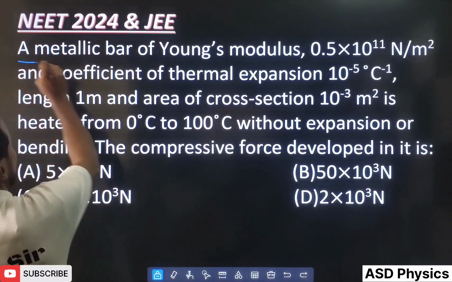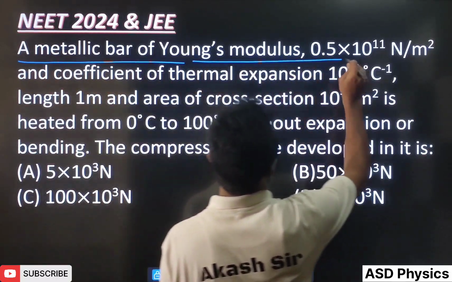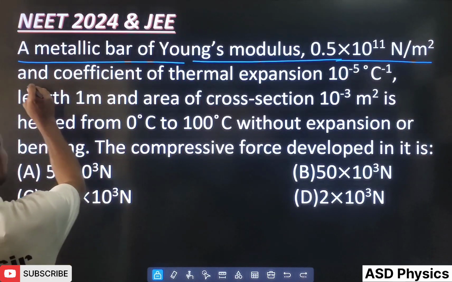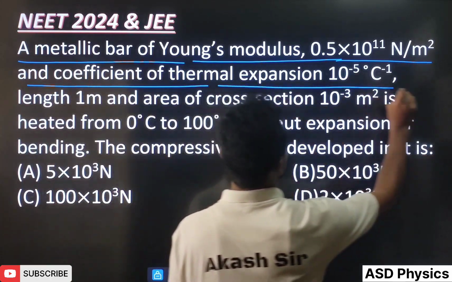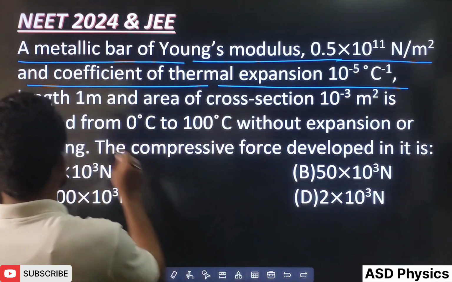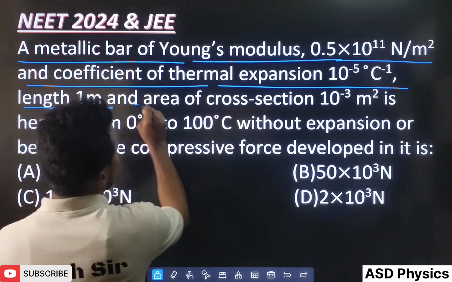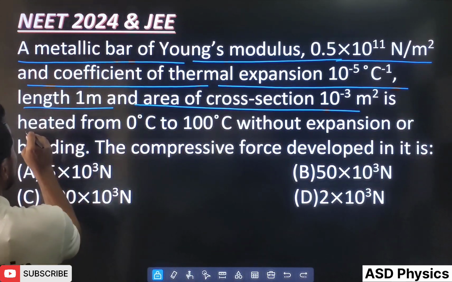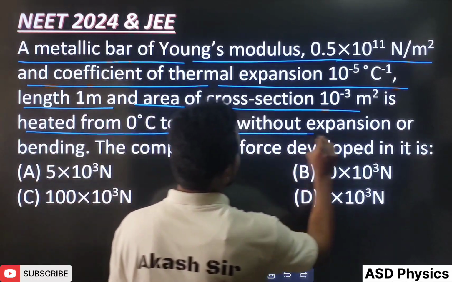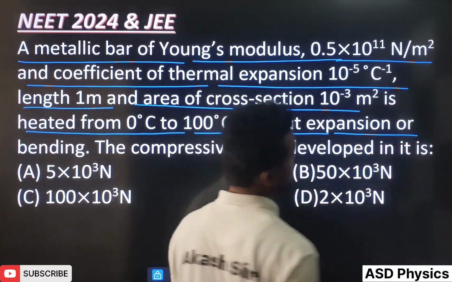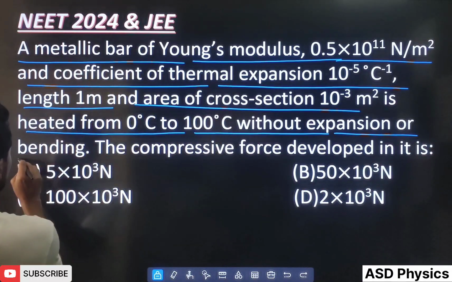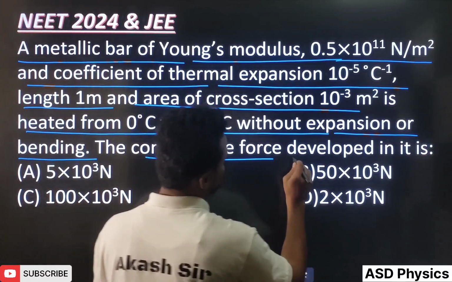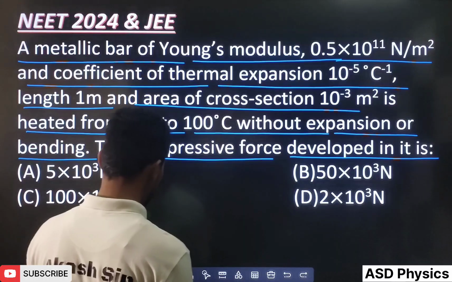A metallic bar of Young's modulus 0.5 into 10 to the power 11 Newton per meter square and coefficient of thermal expansion, this one, length 1 meter and area of cross section 10 to the power minus 3 meter square, is heated from 0 degree Celsius to 100 degree Celsius without expansion or bending. Very, very important, without expansion or bending. The compressive force developed in it is how much?